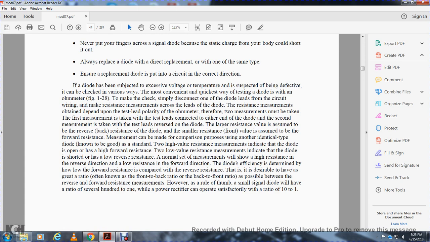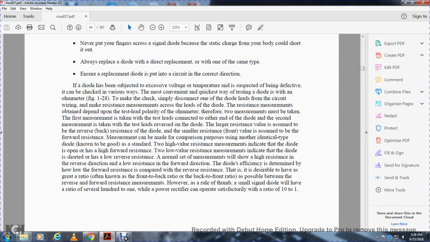If a diode has been subjected to excessive voltage or temperature, or is suspected of being defective, it can be checked in various ways. The most convenient and quickest way of testing diodes is with the ohmmeter, to check for shorts and opens. Simply disconnect one of the diode leads from the circuit and make a resistance measurement across the leads of the diode. The resistance measured will depend on the polarity of the meter test leads. There are two measurements that must be taken.